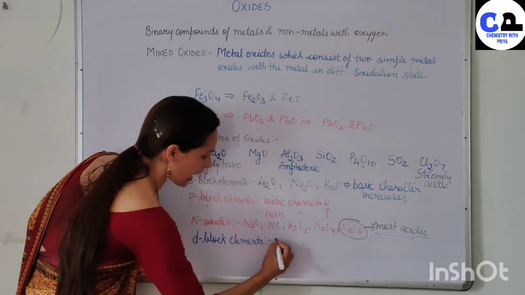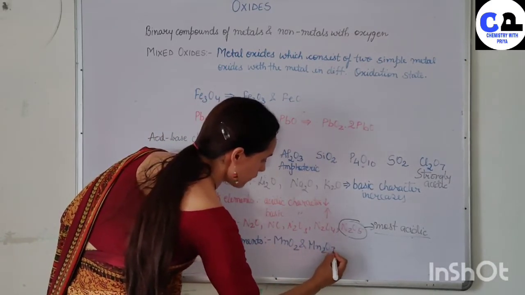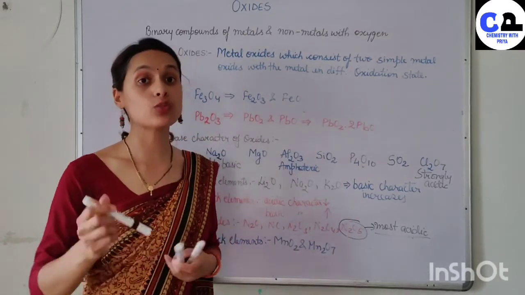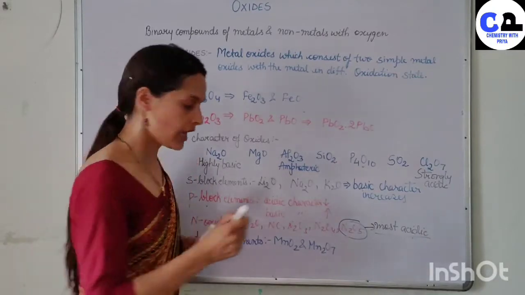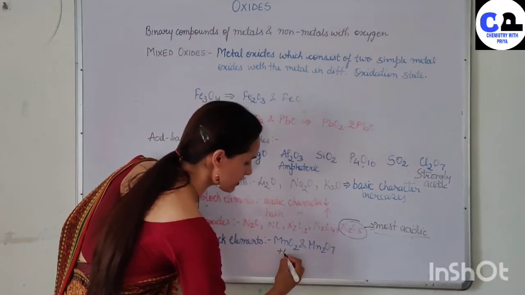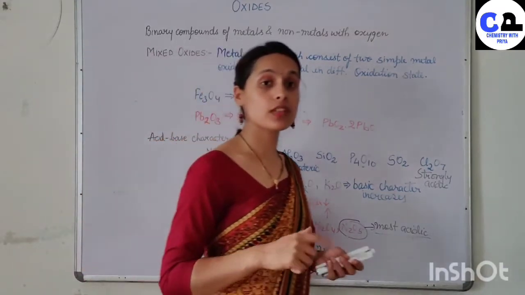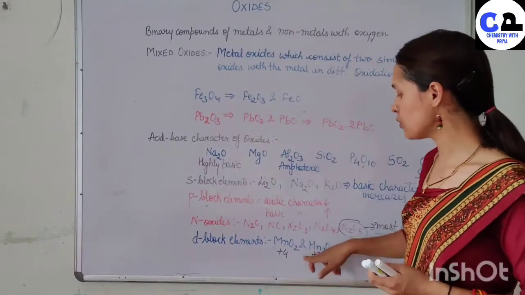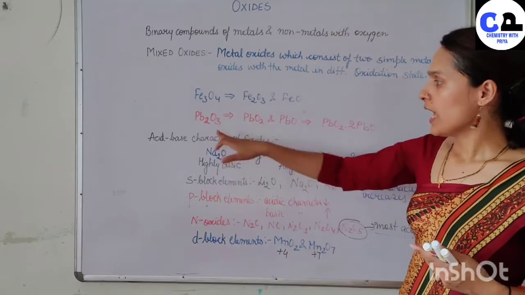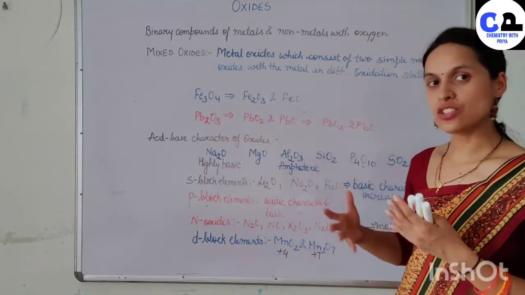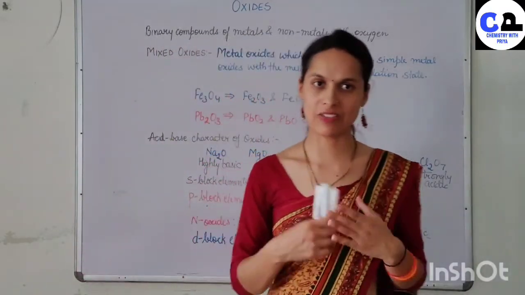Now suppose I have to compare MnO2 and Mn2O7, that out of MnO2 and Mn2O7, which one is more acidic? So I'll calculate the oxidation state of manganese. In MnO2, the oxidation state of manganese is +4 and in Mn2O7 it is +7. So +7 is greater than +4. That's why Mn2O7 is more acidic as compared to MnO2. So in this way, we'll arrange the different oxides on the basis of acidic and basic behavior.